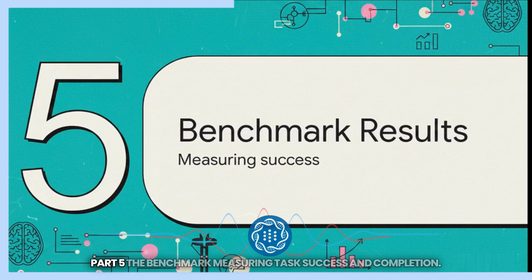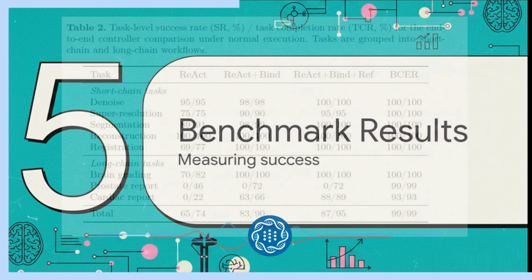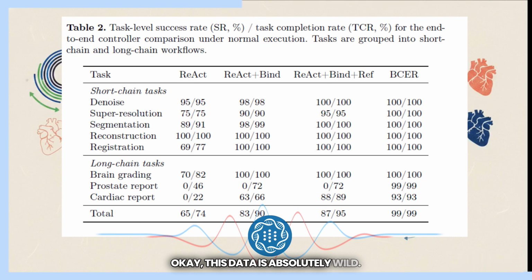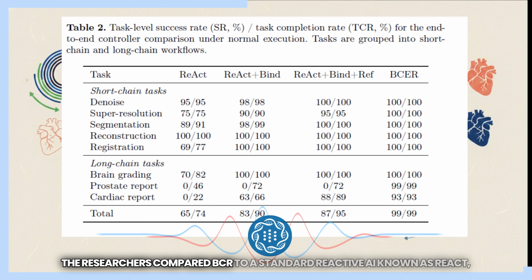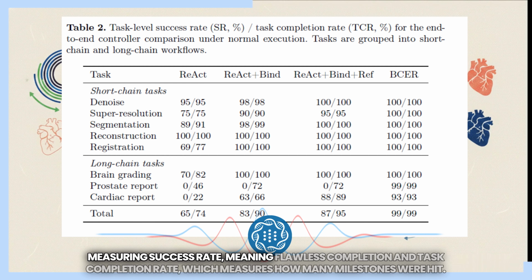Part 5. The benchmark results. Measuring task success and completion. Okay, this data is absolutely wild. It's nothing short of a revelation. The researchers compared BCR to a standard reactive AI, known as REACT, measuring success rate, meaning flawless completion, and task completion rate, which measures how many milestones were hit.